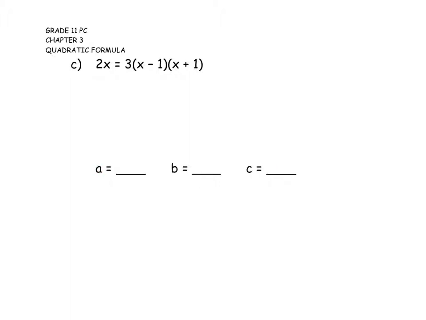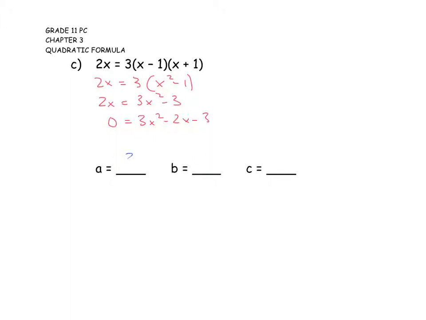So the first thing I'm going to do is expand these two terms here. These are conjugates, which makes this a difference of squares. So when you multiply them through, it's pretty easy. All you get is x squared minus 1, because the term in the middle goes away. And now we have 2x equals 3x squared minus 3, because you distributed the 3. And then I'm going to bring this 2x over here, and what you have is 0 equals 3x squared minus 2x minus 3.